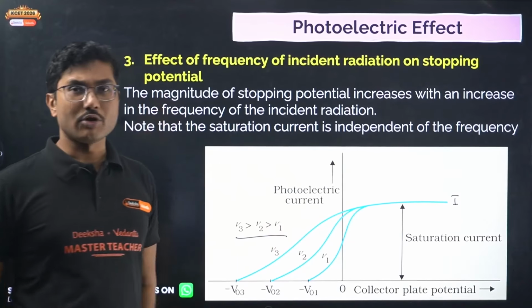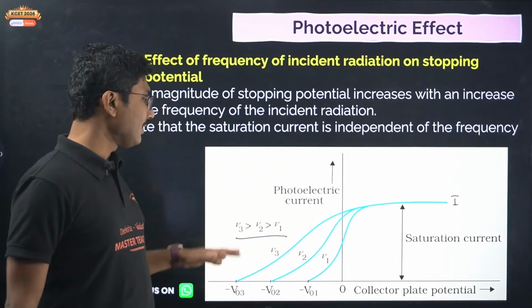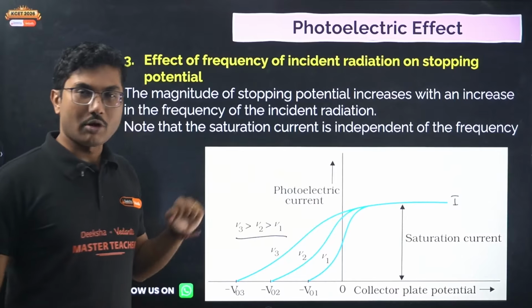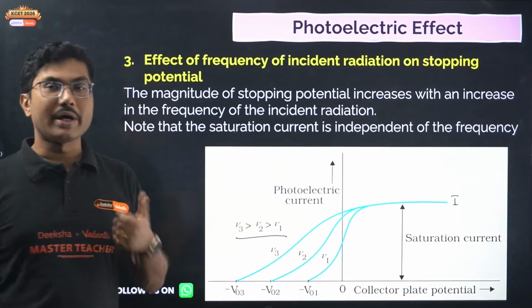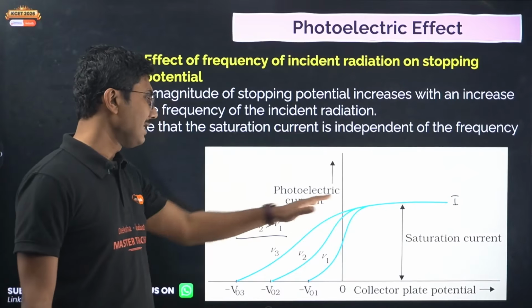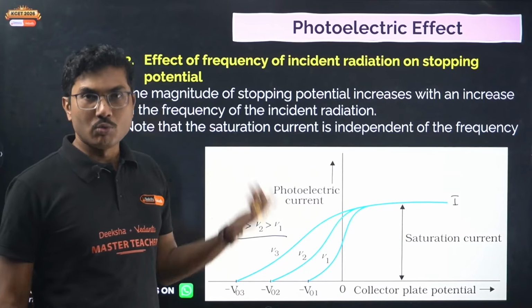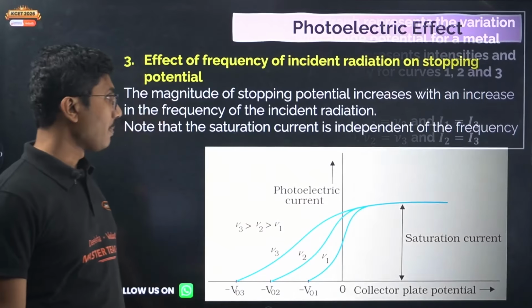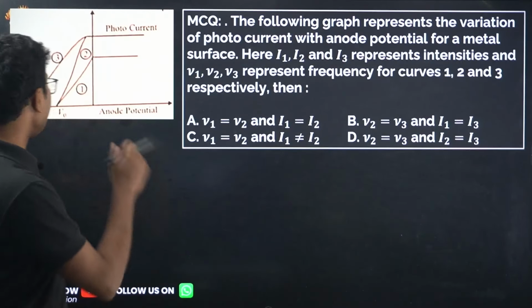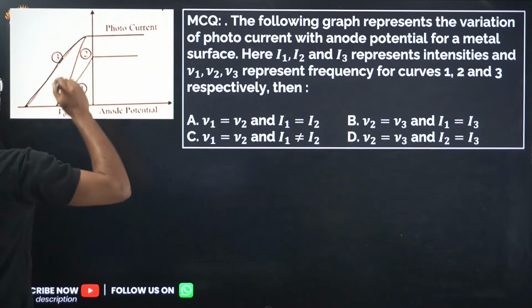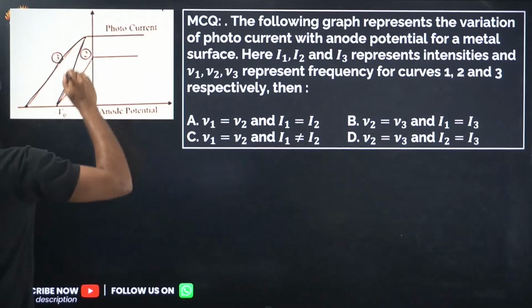So in this case, what you observe is that when you increase the frequency, the stopping potential also increases. The stopping potential, or the negative potential required to stop the flow of current, is proportional to the frequency. So the more the frequency, the more the stopping potential. Now let's see one question in KCET based on this diagram. The same question came in the COMEDK exam as well.